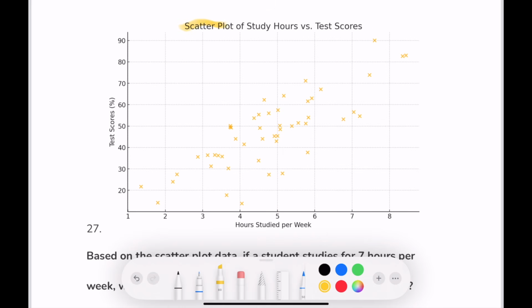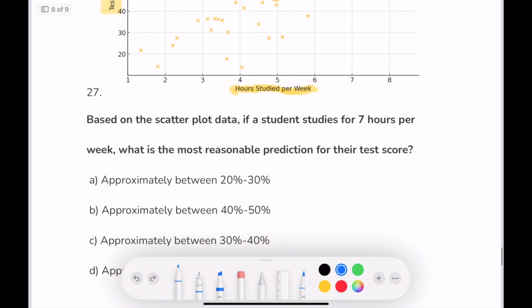Now a scatter plot, study hours versus test scores. The x-axis is hours studied, the y-axis is actual test scores. First and foremost, I like what I'm seeing here because I notice a pattern increasing like that. Okay, cool. Got it. Let's read the problem based on the scatter plot data.